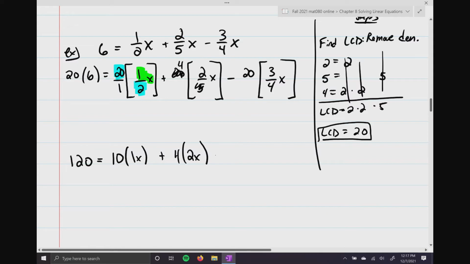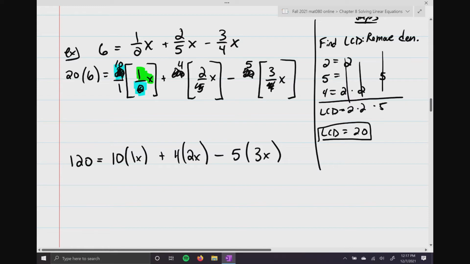Minus, finally, the last one, 20 divided by 4 is 5. So I write 5 times whatever's left over in that numerator, which is going to be 3x. So notice here, I multiplied every single fraction by 20, and what that did is it eliminated all my denominators. So let me just finish this one right here. 20 divided by 2 is 10, and that's how I got the 10 times 1x.